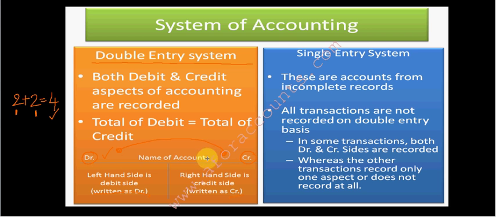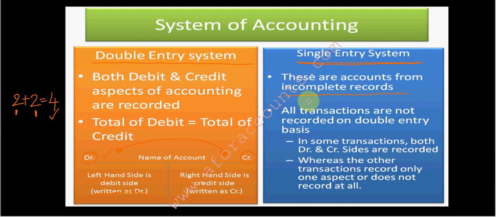So what is a single entry system? Single entry system. These are accounts from incomplete records. Now, someone has not maintained the records on double entry system, the accounts are incomplete, and now he needs to know what capital has been invested in, what is the profit I have earned or what loss I have made over the years. So he'll take the help of single entry system.